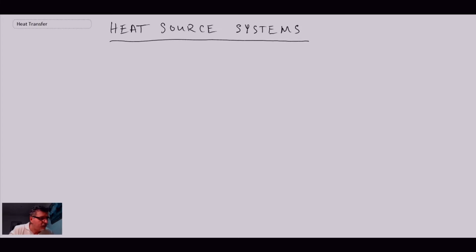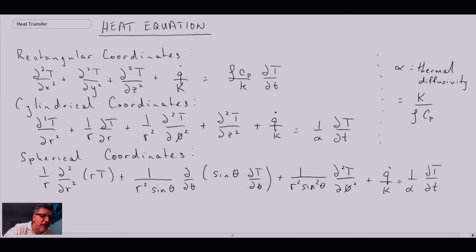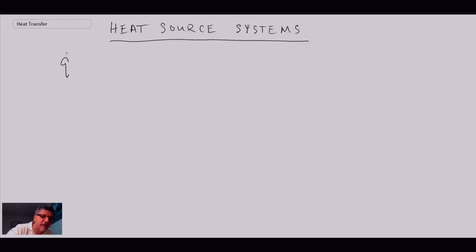So when we're talking about heat generation or heat source systems, looking back at our heat equation, the place where we have the heat generation is the Q dot over K term. Consequently, for heat source systems or heat generation systems, Q dot is not 0, but it exists. So that is the heat generation rate, and the units for that are typically expressed in watts per meter cubed in SI.